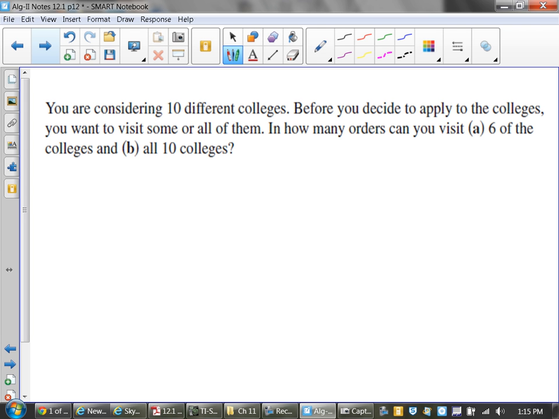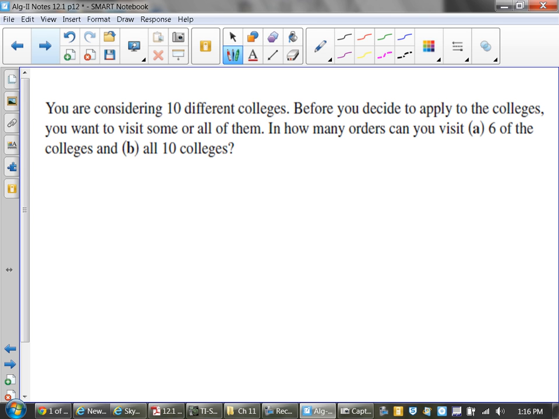Now, how many different orders are there in which you can visit 6 of them? So you have 10 schools, and you're picking 6 of them. Well, if you're going to pick 6 out of 10, order matters in which you pick them. Once you pick a school, you're not going to go back, unless you wind up going there.